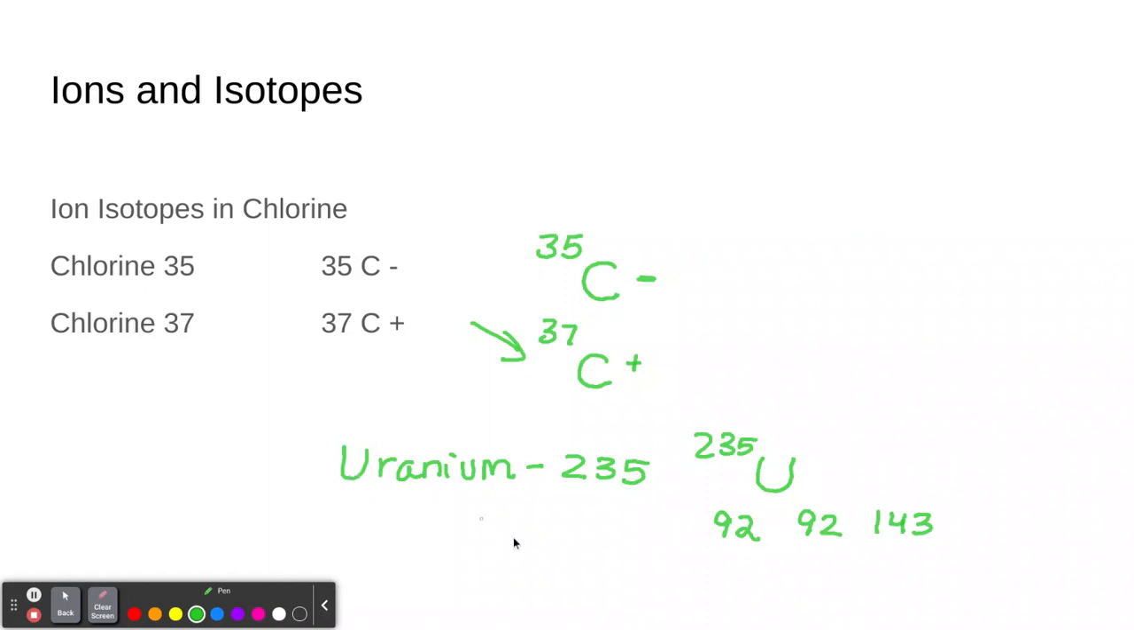And again, just a review, if we're using letters, you would see a Z, right? Because that's the atomic number. All right, so that is isotopes today.